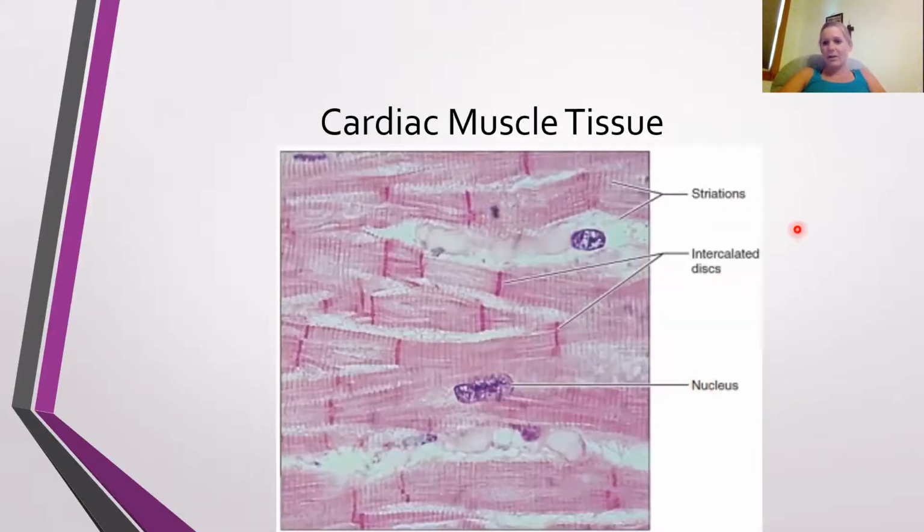Okay, so again, you can see from a histological standpoint kind of what this looks like. Again, you can see the striation, so it is striped in nature, uninucleated, so again, you can see one nucleus per cell. What else? It's branched, so again, you can see that it's kind of like going like this as opposed to just in a nice straight line.